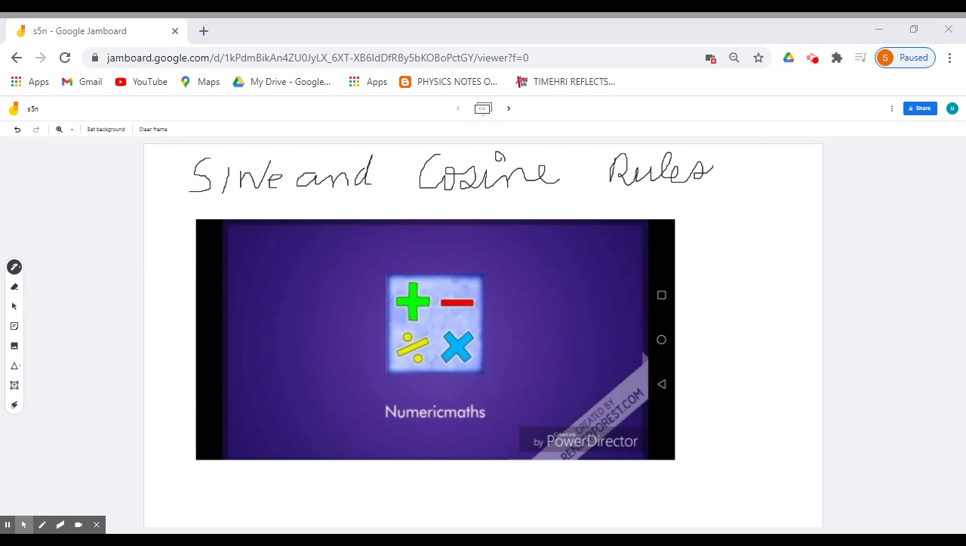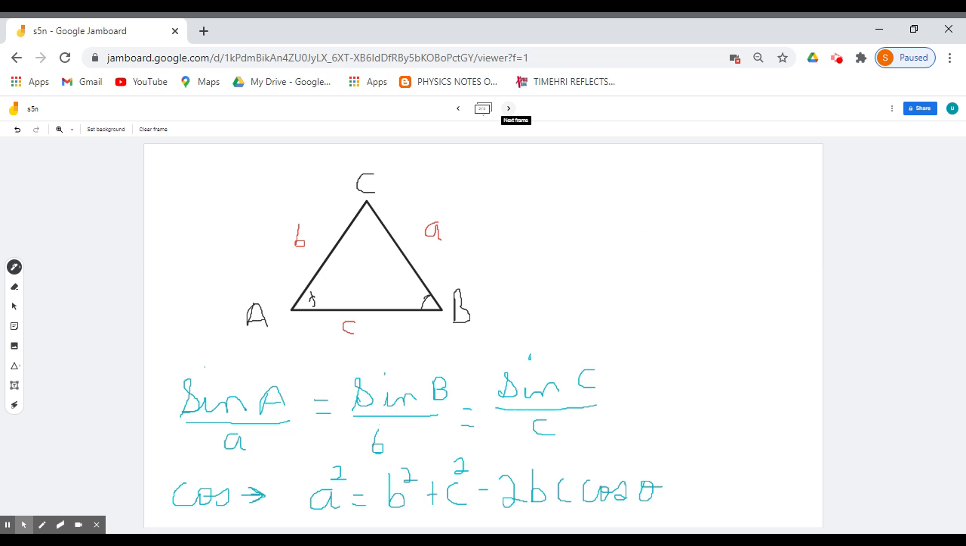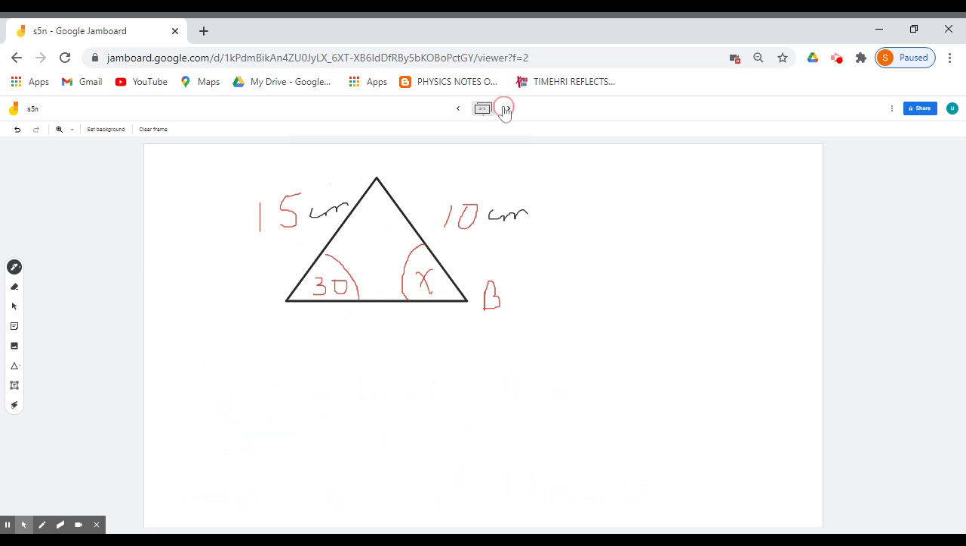Hey guys, so it's all about the sine and cosine rules we're looking at today, and their application. Remember, the sine and cosine rules are a set of rules that are used when you're dealing with non-right angle triangles. Now, for this, once you have multiple angles, we use the sine, and once you deal with one angle, we use the cosine. Now, what do I mean by that?